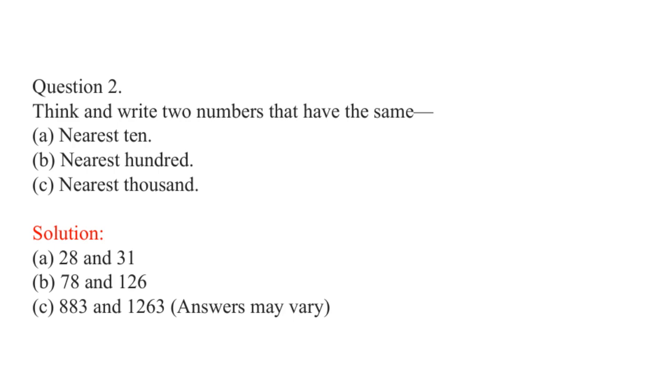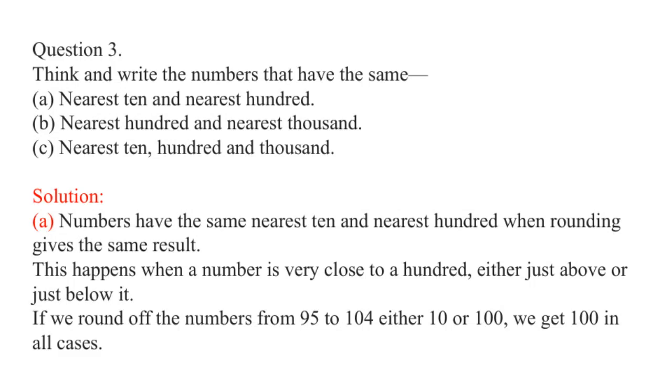Let's explore when numbers share the same rounded value at different levels. First, numbers have the same nearest 10 and nearest hundred when rounding both ways leads to the same result. This usually happens when a number is really close to 100, just a little above or below it. For example, if we round any number from 95 to 104 to the nearest 10 or the nearest hundred, we end up with 100 every time. It's a neat overlap in rounding.